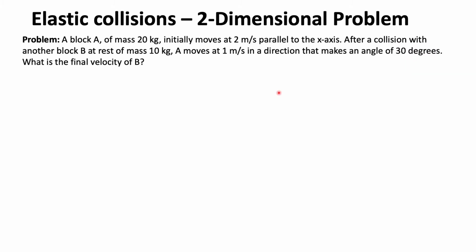Next, let us consider a two-dimensional problem. A block A of mass 20 kgs initially moves at 2 meters per second parallel to the x-axis. After a collision with another block B at rest of mass 10 kgs, A moves at 1 meter per second in a direction that makes an angle of 30 degrees. What is the final velocity of B? So here the trick is to break it up into two components, the x and y components, and choose a coordinate system. Let's see how we work on this.